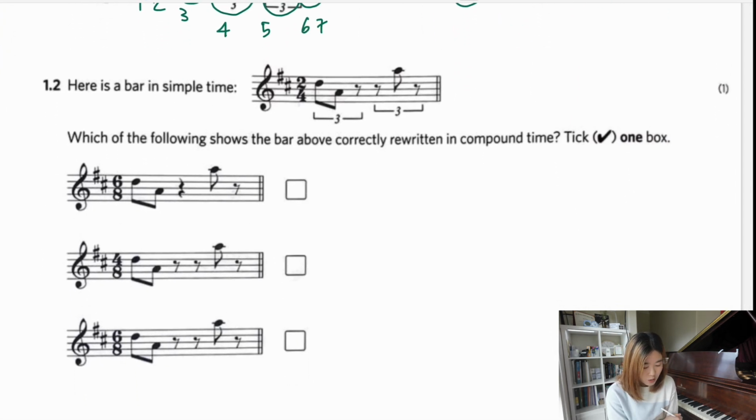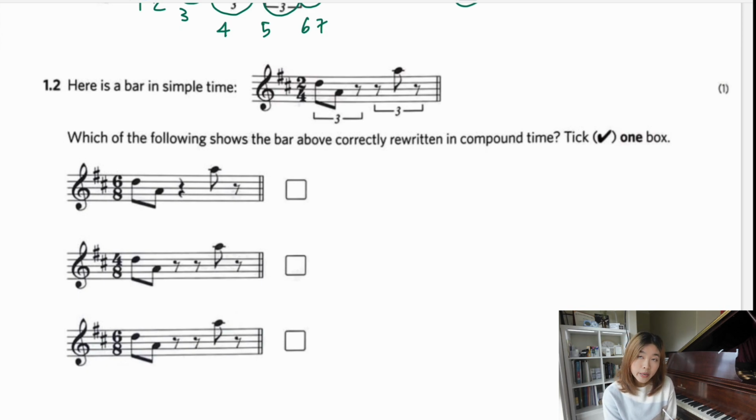Okay, now move on to the next question, 1.2. Here is a bar in simple time, and we're going to see which of the following shows the bar above correctly rewritten in compound time, and tick 1 box.